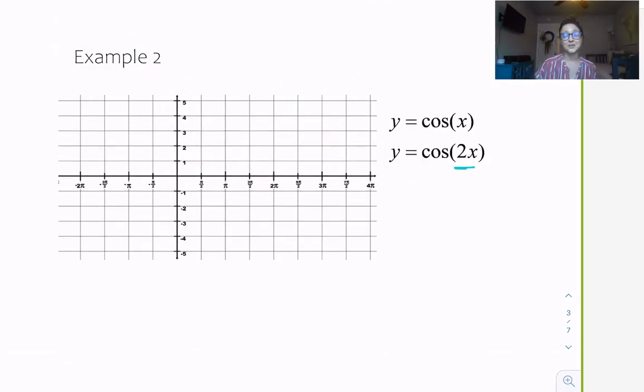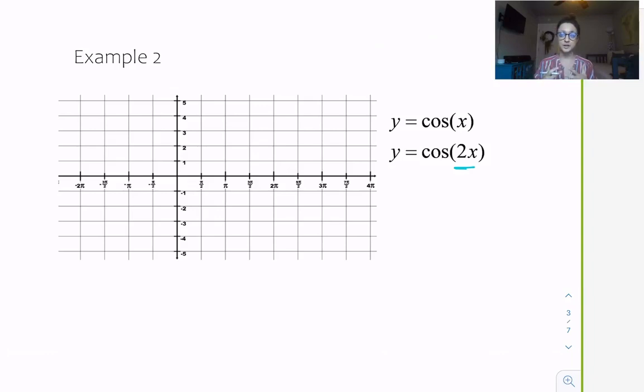All right, so we're going to graph cosine of x next, and we're going to do something kind of similar. We're going to graph both the parent function, y equals cosine of x, and then try a transformation as well, y equals cosine of 2x. So question for you, what does this 2 do to the parent function? So this is going to be a horizontal shrink or a compression towards the x-axis.